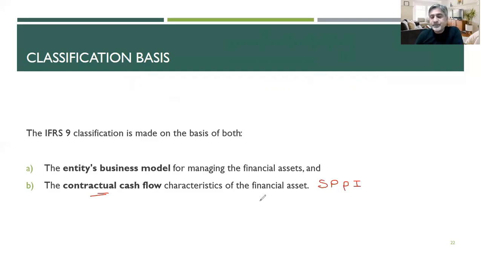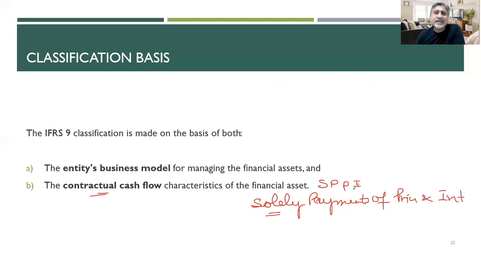SPPI. SPPI: solely payments of principal and interest. Solely means only. Only payments of principal and interest.